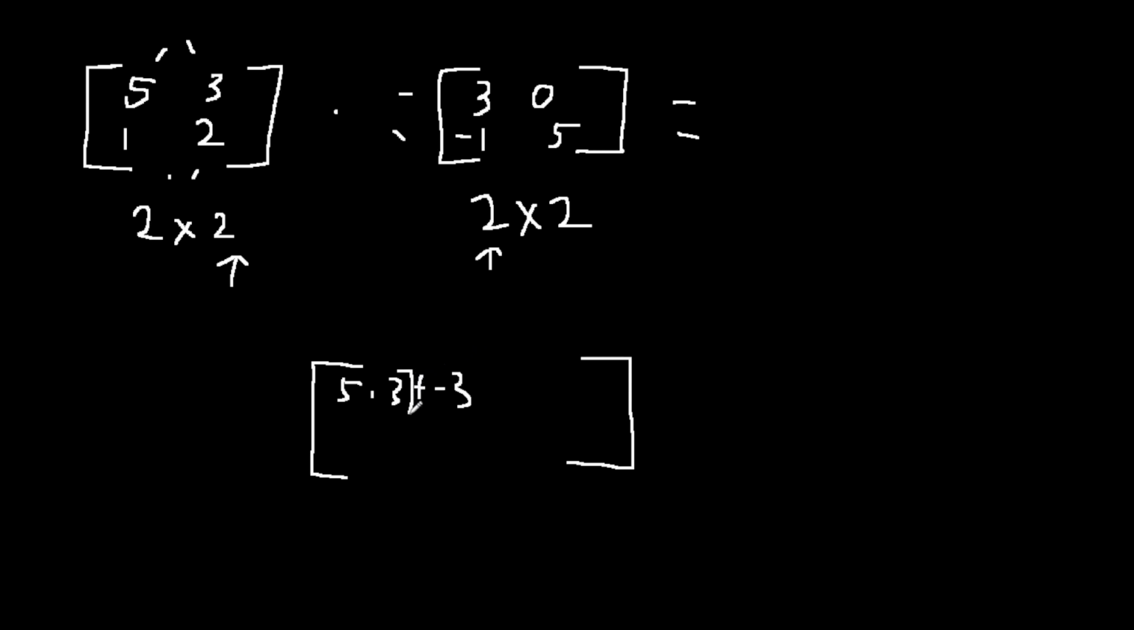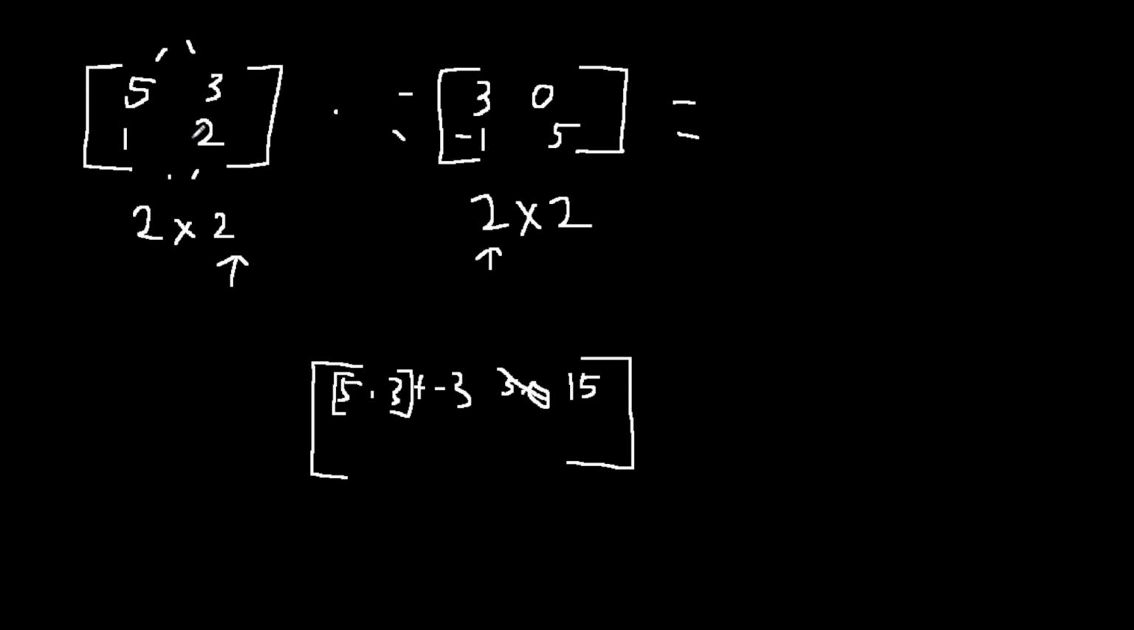And then we will take our first row and multiply it by the second column, which is 5 times 0, which is just 0, and 3 times 5, which is 15. Then we will go on to our next row, and we'll also go onto our next row in our first matrix and in our solution.